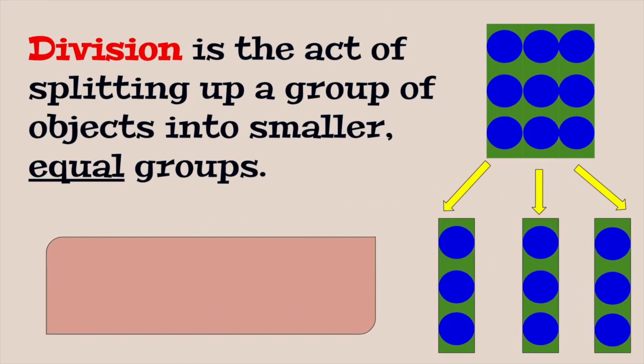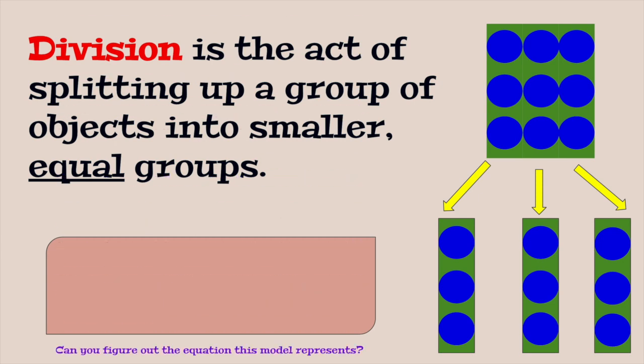Next, division is the act of splitting up a group of objects into smaller, equal groups. Look at the model on the right side of your screen. I see a large rectangle with 9 circles in it, split up into 3 smaller rectangles. Each one has 3 circles in it.